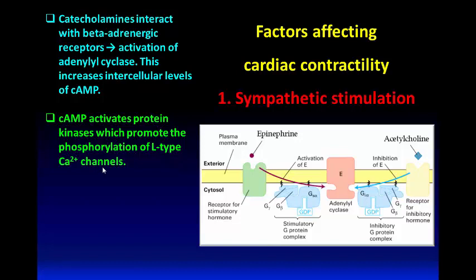These are the dihydropyridine receptors, so we have more influx of calcium. And the more influx of calcium we have, the more release of calcium from the sarcoplasmic reticulum we have, and the more calcium is available for the contraction cycle, so we have stronger contraction. So sympathetic stimulation thus results in a positive inotropic effect.